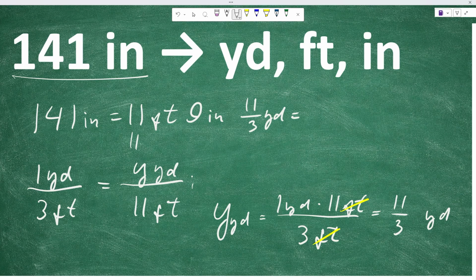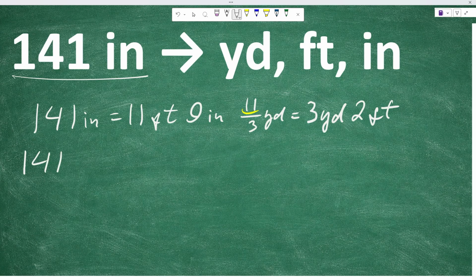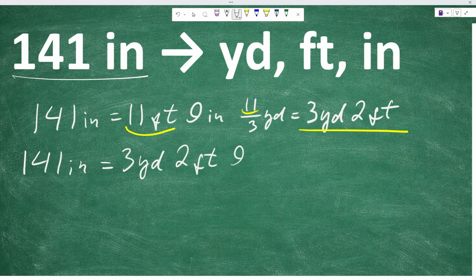let's get the whole number. That's 3 times 3 is 9, but 3 times 4 is 12. So we choose 3, and we know that it is 3 full yards, and the remainder is 3 times 3 is 9. So we subtract 9 from 11, and we get 2. So it's 3 yards and 2 feet. 141 inches is 11 feet is 3 yards and 2 feet. So it equals 3 yards, 2 feet, and 9 inches.